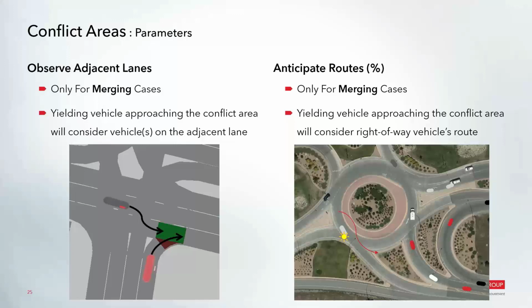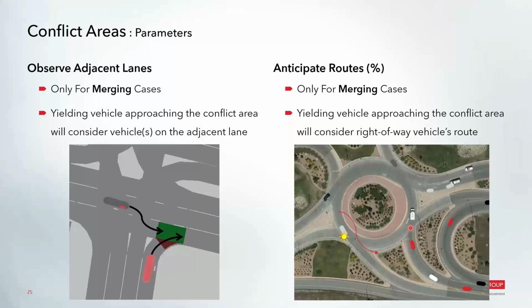And then for anticipate routes, this is also for the merging cases. Essentially, you'll be able to set a percentage of yielding vehicles that are going to account for the routes of vehicles that have the right of way. These vehicles will be able to determine whether the approaching vehicle is going to continue traveling or if it's going to make a turn and not reach that conflict area at all. This can be particularly useful when modeling roundabouts.